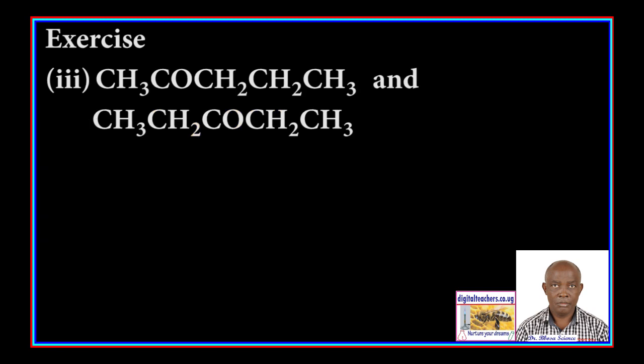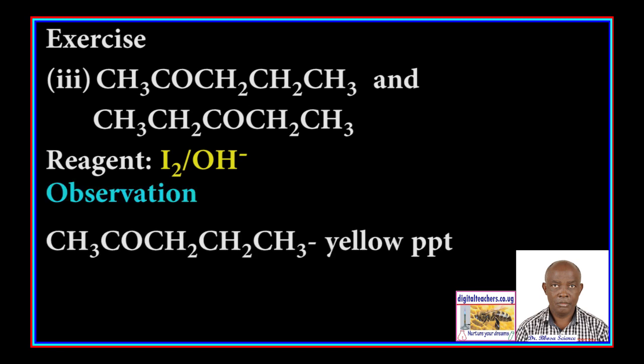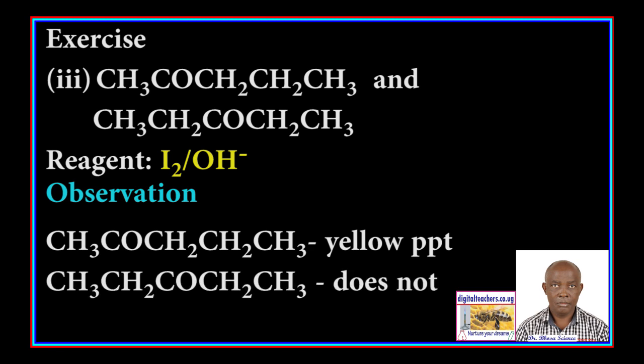3. Pentan-2-one and pentan-3-one. The reagent is iodine in the presence of sodium hydroxide. Pentan-2-one gives a yellow ppt, whereas pentan-3-one does not.